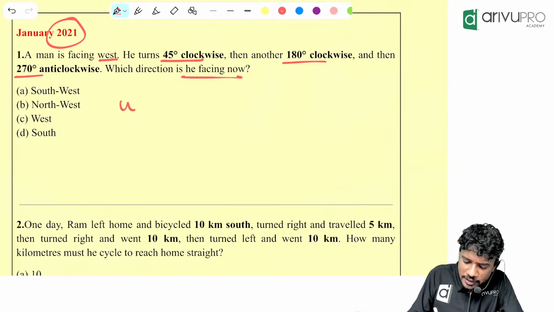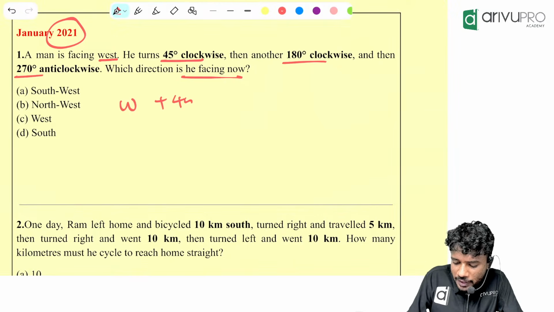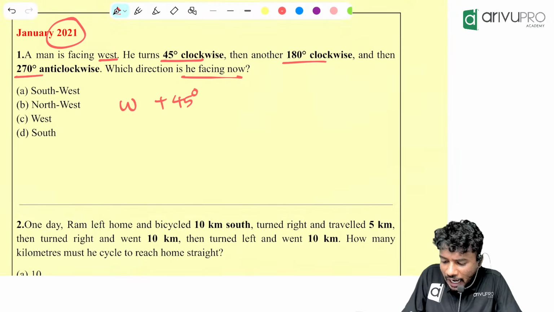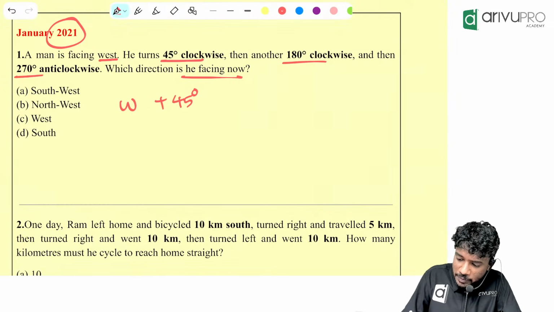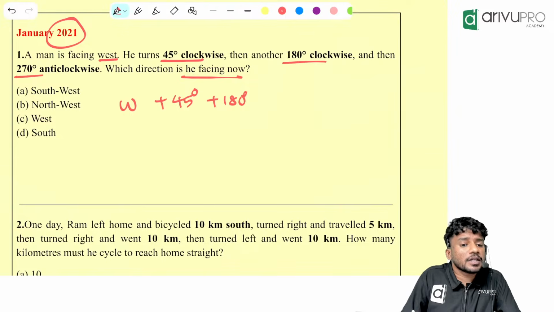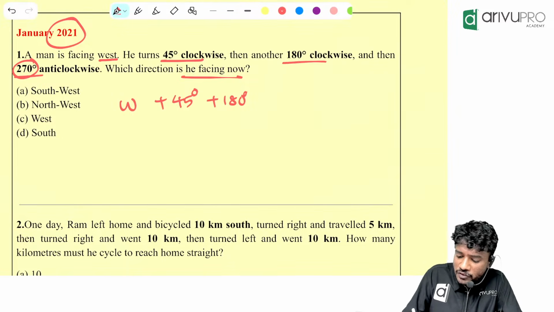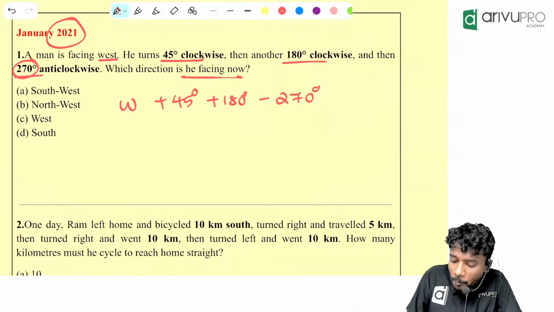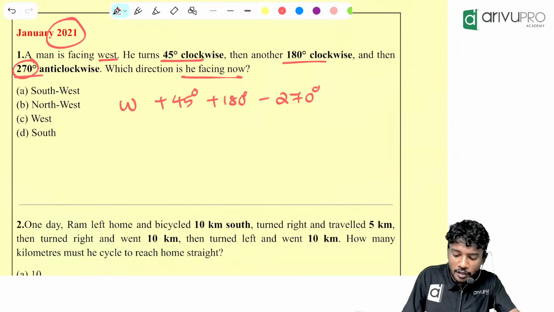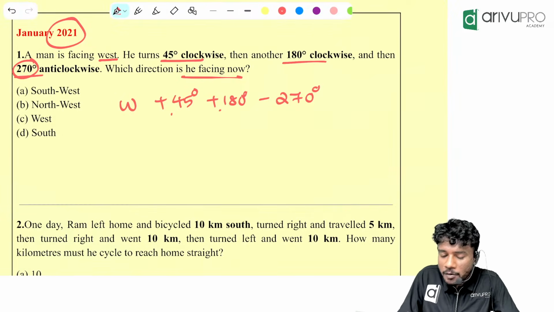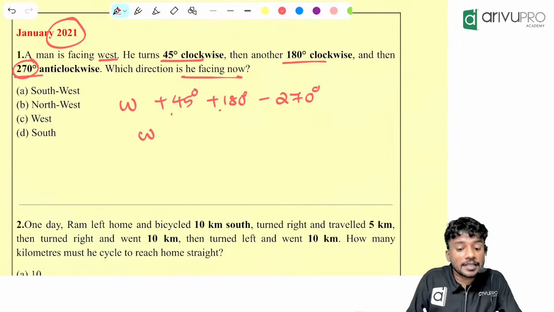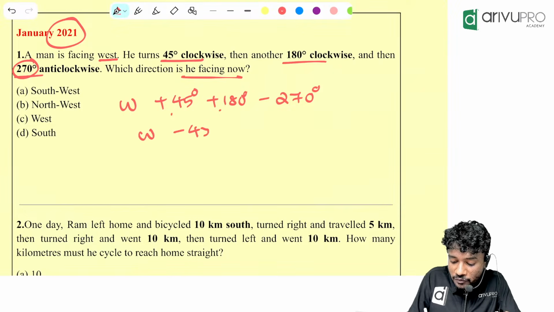Now, initially he is facing which direction? West. Then clockwise means plus, so plus 45 degrees. Then another 180 degrees in the same direction, so plus 180 degrees clockwise again. Then finally 270 in the anti-clockwise, that is minus 270. Now tell me, 45 plus 180 minus 270 will be how much? That will be minus 45 degrees.